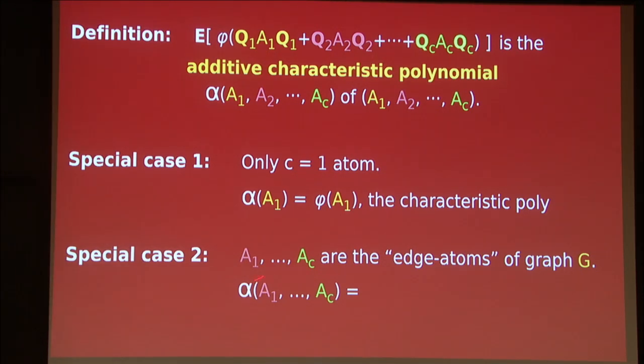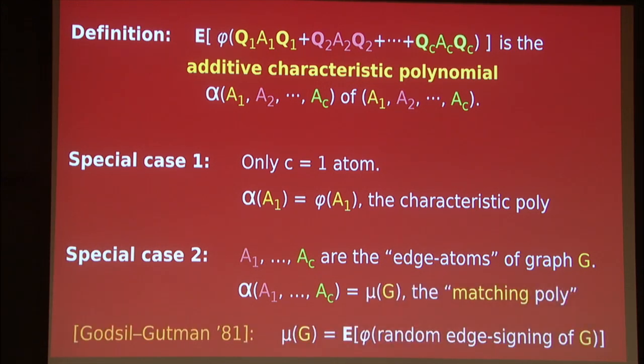Okay? And so therefore, when you do this, when the A's are all single edges, it's just the same as taking G and giving a truly random edge signing to it. So in this case, the additive characteristic polynomial is just the expected characteristic polynomial of a truly random edge signing of the graph G.